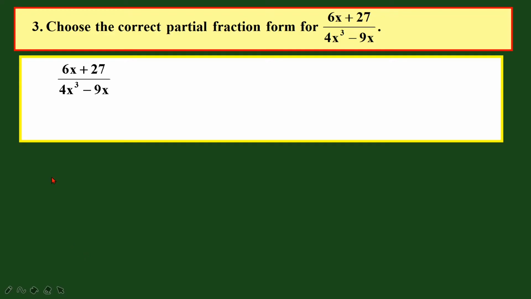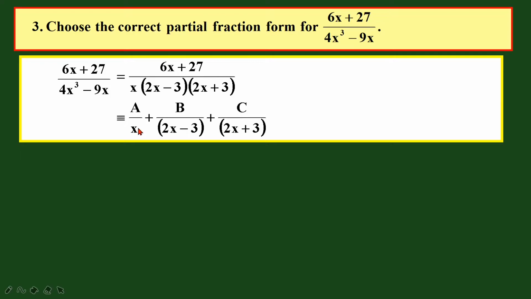How about this one? This is a power of 3. Like I said just now, the first thing you need to do is try to factorize this. After I factorize it, I notice that all these elements are linear factors. So I will bring out the x and then factorize whatever remains. It is actually linear factors, which means in this format, I will need A over x, which is one of the elements here.